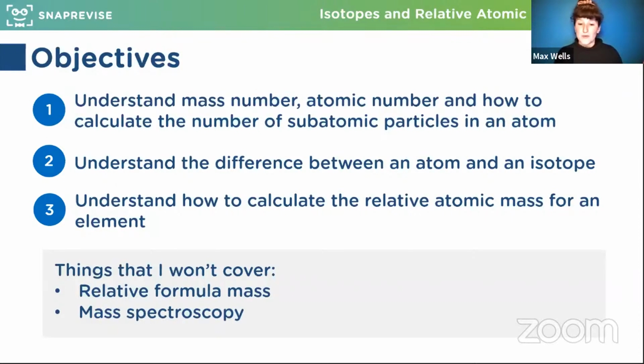Okay, so this lesson, hopefully by the end of it, we will be able to understand mass number, atomic number, and how to calculate the number of subatomic particles in an atom. We looked at subatomic particles in our class last week. So this week, we're going to use that information to look at understanding mass number, atomic number, and how to calculate them. We're also going to understand the difference between an atom and an isotope, how they are ever so slightly different, when we're describing an atom and when we're describing an isotope. And then we're also going to understand how to calculate the relative atomic mass for an element, which is a little bit of maths that we need to do towards the end.